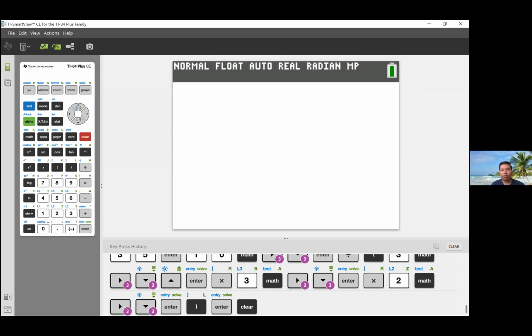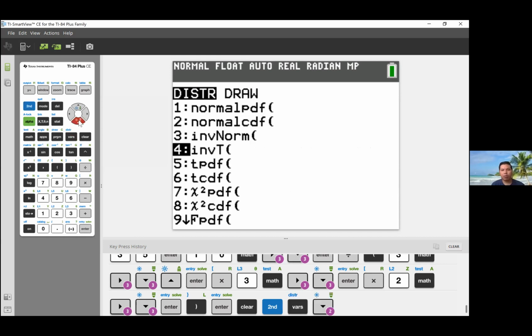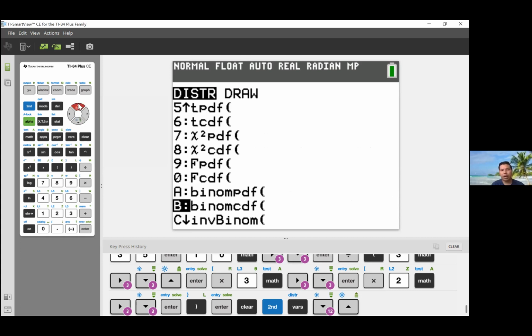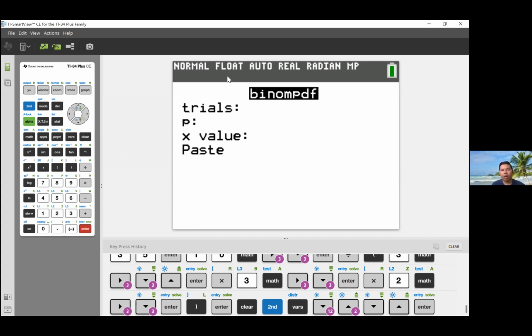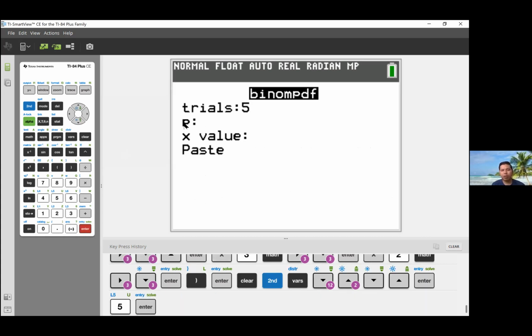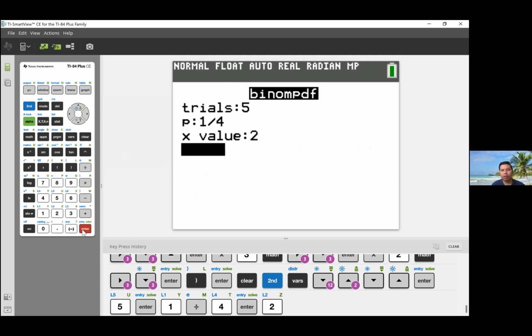Suppose I want to do the other exercise that we just did. I just press second and then vars, and then I move the arrow all the way down until I see binom. You see here, there are two options, binom PDF or binom CDF. I just want binom PDF because I want to do exact. They're going to ask you how many trials there were. We said there were 5 of those. And what is the little p? We had 1 out of 4. And then how many times you get a success? It was 2. And there you go, okay?